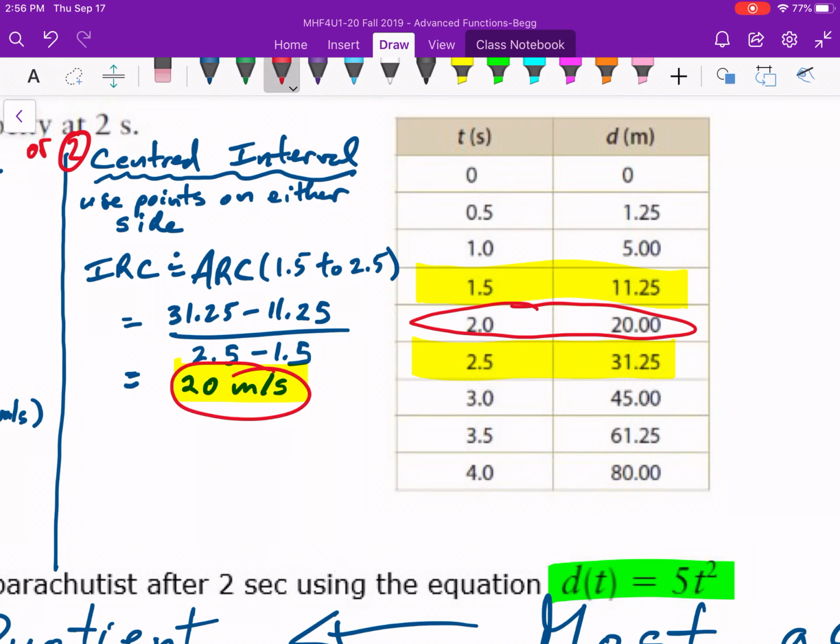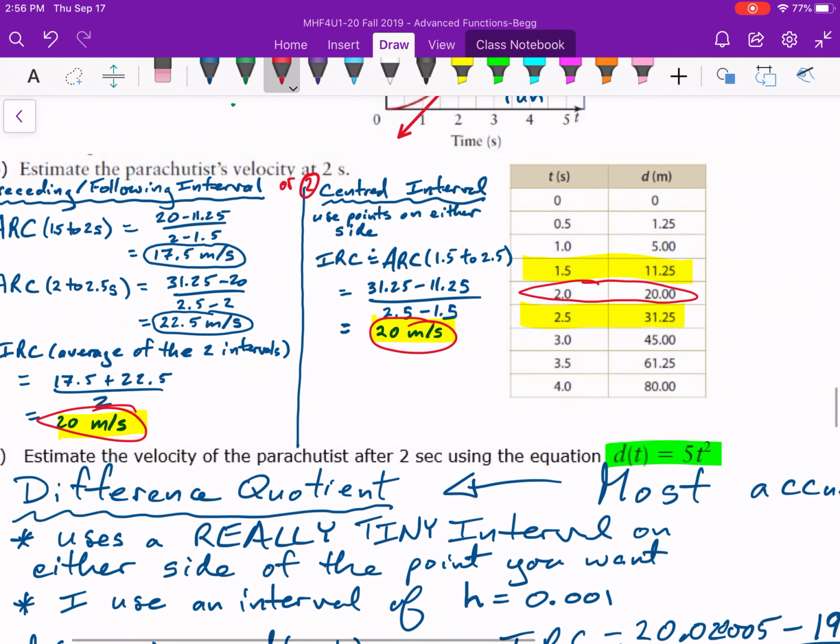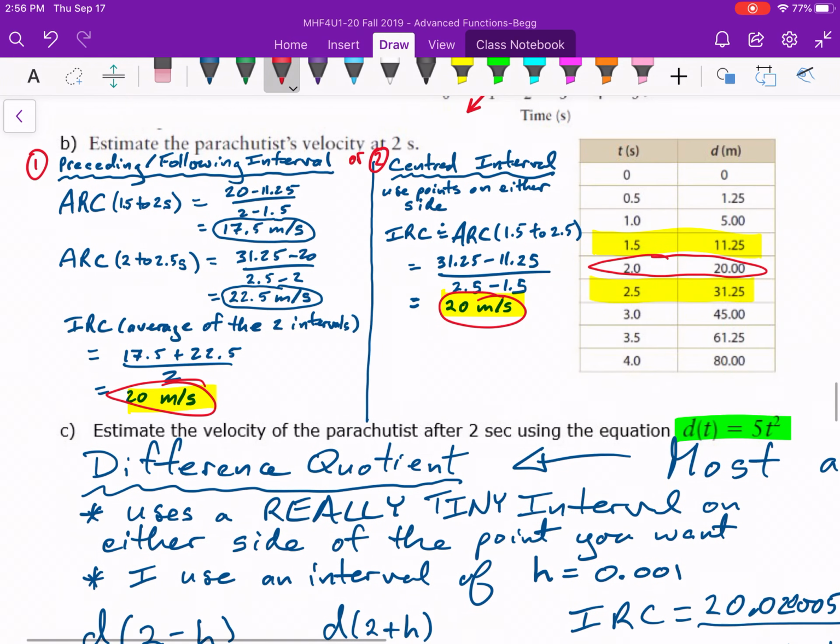They won't always give you the exact same answer for every one, but in this case they did, and that's good. But just don't expect that that's always going to be the case. Okay, you can use either one. Obviously the centered interval seems to be a little bit less work.